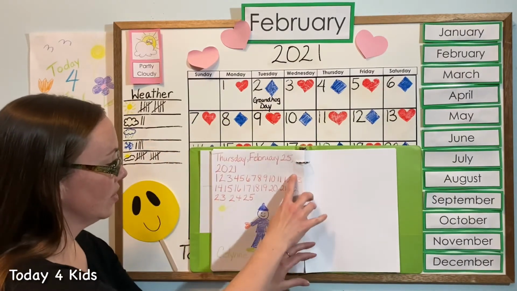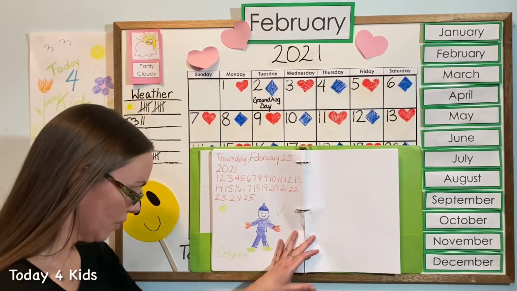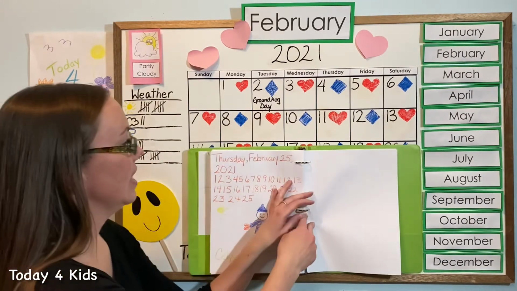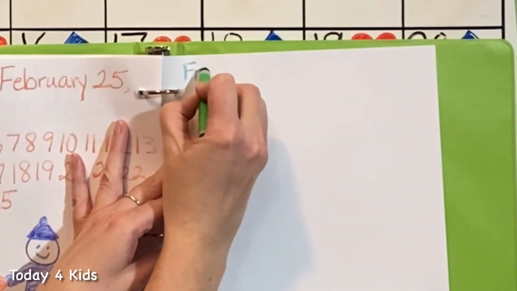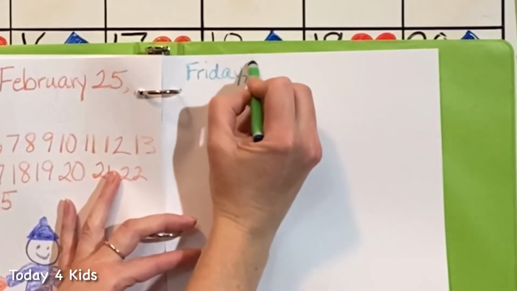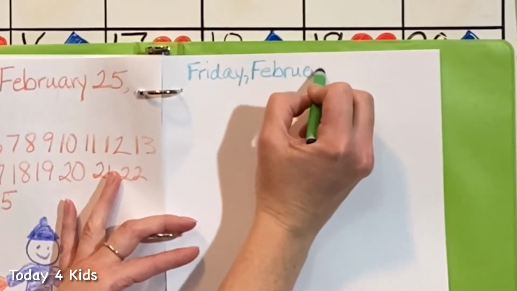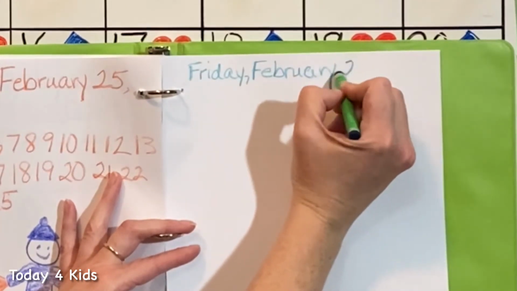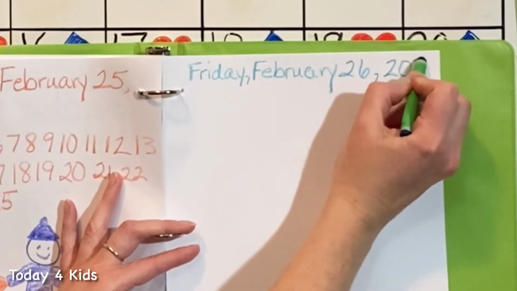So flip the agenda open. And yesterday was the 25th and I wanted to go outside and play, and I did, and I went to the park. So that was lots of fun. I'm going to check that off. And let's put today's date. So we'll put a capital F for Friday. Friday. And then a comma. February. Capital February. And then do you remember what number I said? 26. So a 2 and a 6. And then I'm going to put a comma and the year. 2021.